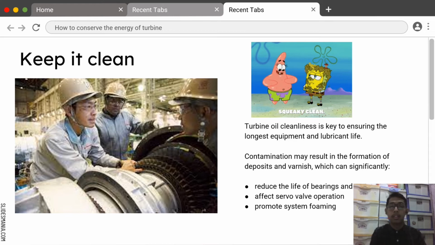For the second subtopic, I will cover how to conserve the energy of turbine. First one is keep it clean. Turbine oil cleanliness is key to ensuring the longest equipment and lubricant life. Contamination may result in formation of deposit and varnish, which can significantly reduce the life of bearing and gears, affect servo valve operation, and promote system foaming.